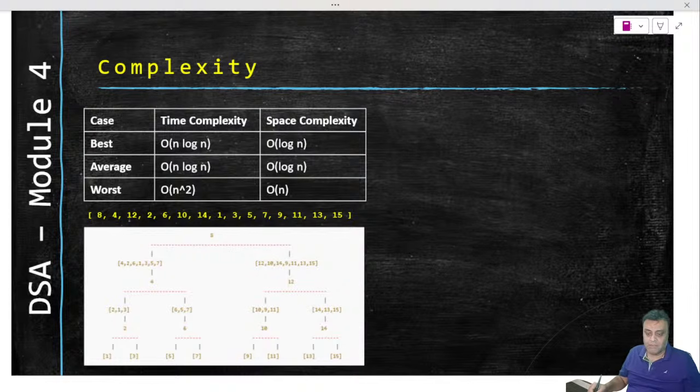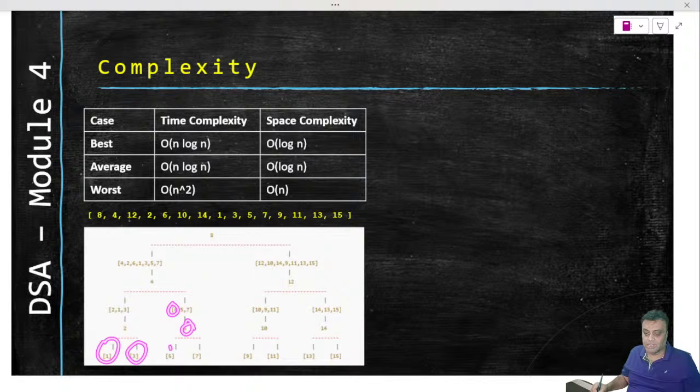And then what will happen? Then this 4 will find its correct place. All elements to the left of 4 will be smaller. All elements to the right of 4 will be greater. 12 will find its correct place. All elements to the left will be smaller. All elements to the right will be greater. Here 2 will find its correct place. All elements to the left will be smaller. All elements to the right will be greater.